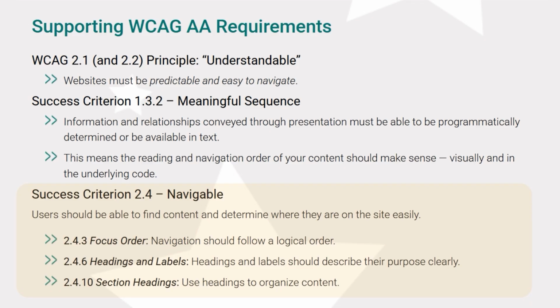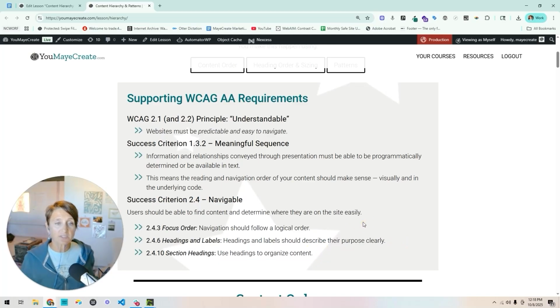And last but not least, it needs to be navigable. So they should be able to find the content and determine where they are in the site easily. You need to have navigation that follows a logical order, headings and labels that describe their purpose clearly, and headings that organize your content. Now, some of this is our responsibility to you. We put the navigation on your site. We made sure that the links look like links. We've built a lot of these pages for you, and they're doing just these things. Now, as you add content to the pages, though, we understand that you weren't trained as designers nor web developers, but now you're being held to a standard to ensure that you are doing these things as well.